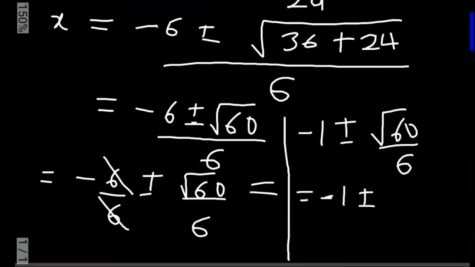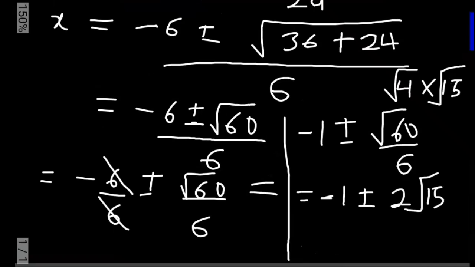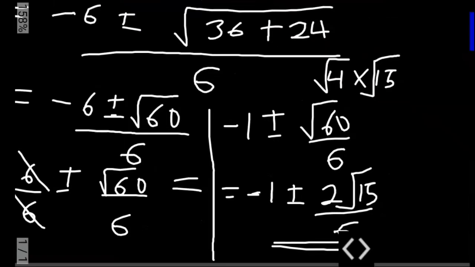If you simplify this further, we have 4 times 15. Root of 4 times root of 15 gives us the root of 60. The root of 4 is 2, so we are going to have 2 root 15 over 6. So this is our correct answer: minus 1 plus or minus 2 root 15 over 6. You can also write it in this form.